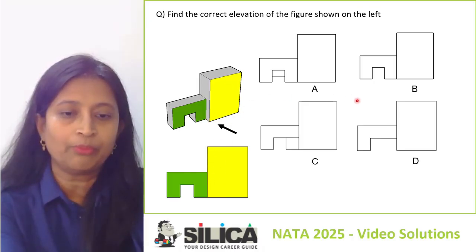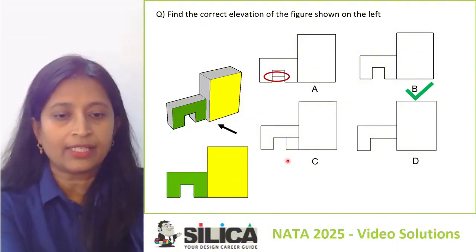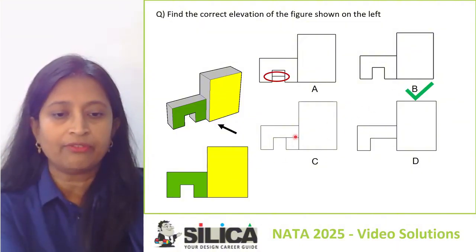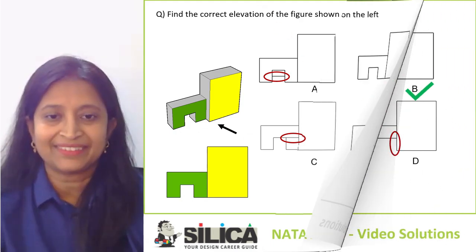So if you match, you will see that you will not find this one. This is nothing here. So A is wrong. B is exactly like this, so B will be correct. And here if you see, again there is no line, we cannot see this line, so this is also wrong. And again this is continuous, whereas we can see here this part, so this is also wrong. So that means the correct answer will be option B.